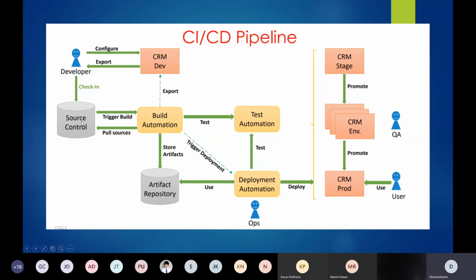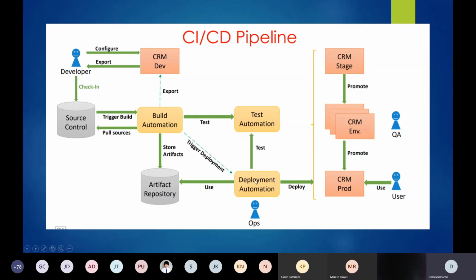Once the code is moved into the source control, the VSTS build definition will automatically trigger, and with the solutions in the source control, it will form the CRM solution and move it to the artifacts repository. And we also have the test automation framework which we have written that will trigger based on the VSTS build definition, and it will do the test automation and publish the results. And based on the results, we are triggering the deployment.